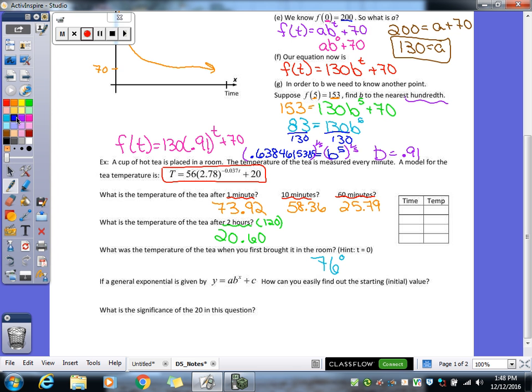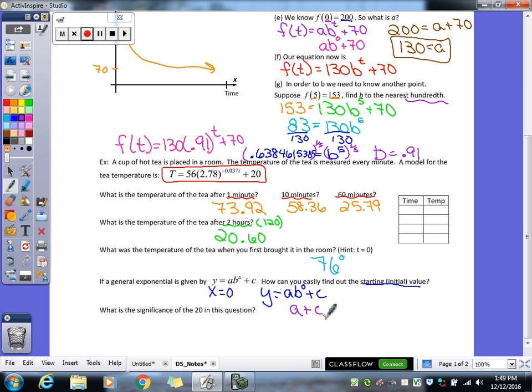So if a general exponential is given by y equals a times b to the x plus c, how can you easily find the starting initial value? So yes, you could plug in 0 and figure it out. You could even go to the table and look at 0. But a faster way, when we're looking for our starting initial value, that's when x is 0. So if I put a 0 exponent in, what happens to our b? It turns into a 1. So our initial value is just your a plus your c.